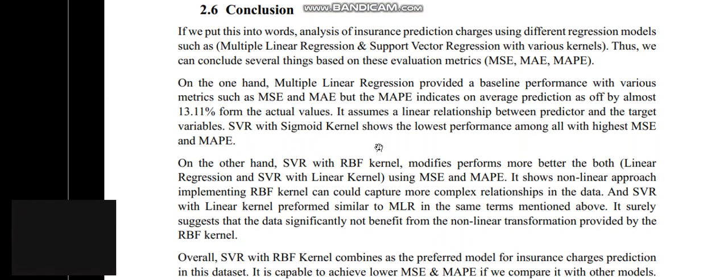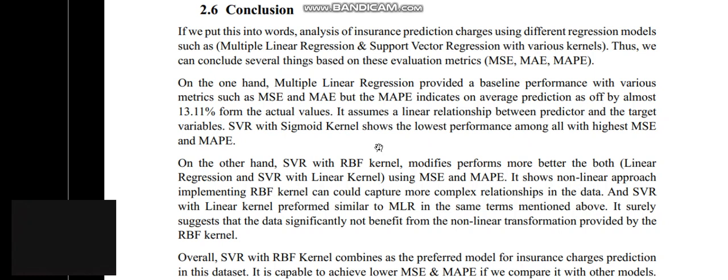As the conclusion, which is very important, if we put this into words: analysis of insurance prediction charges using different regression models such as multiple linear regression and support vector regression with various kernels. That's why we can conclude several things based on these evaluation metrics. On the one hand, multiple linear regression provides a baseline performance with various metrics such as MSE and MAE, but the MAPE indicates that on average the prediction is off by almost 13% from the actual values. It assumes a linear relationship between the predictor and target variables.